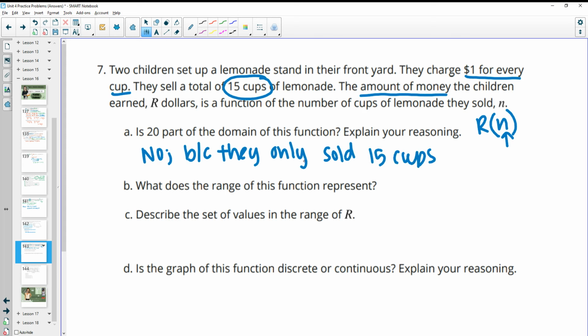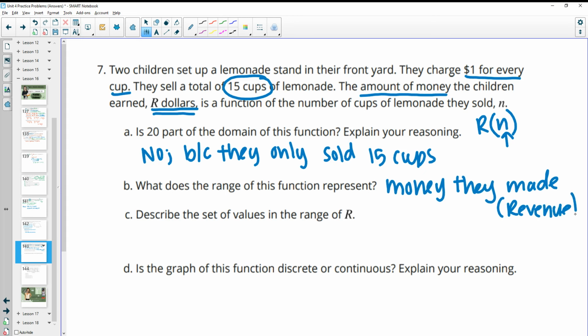What does the range of this function represent? So what does the R represent? And that's the dollars that they earned, right? So it's their, you know, the money they made. Which you could also say their revenue. Okay, so revenue is how much money they bring in.